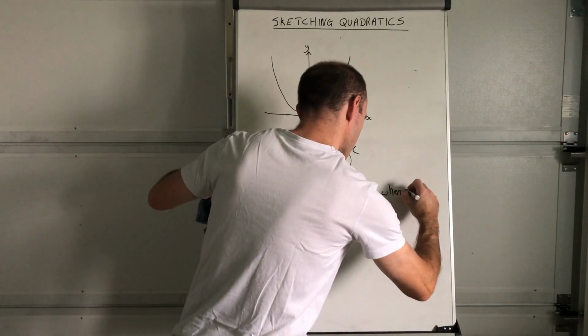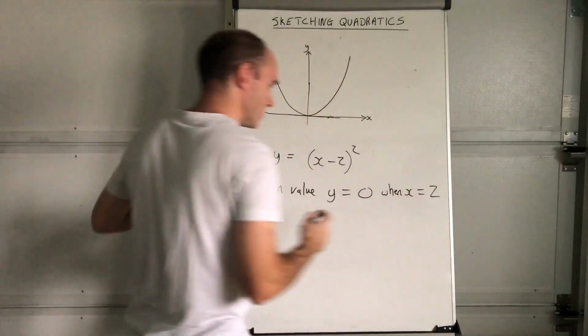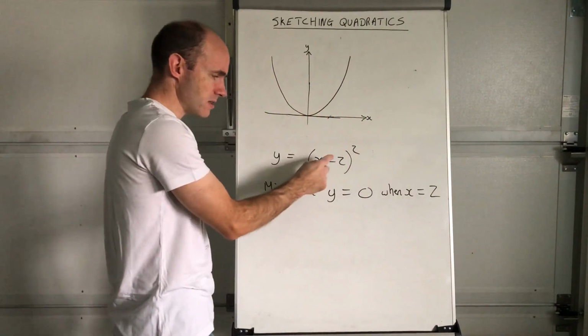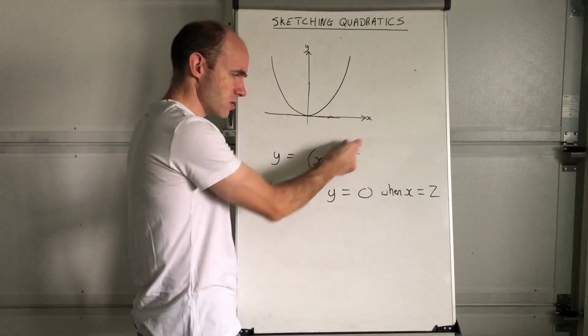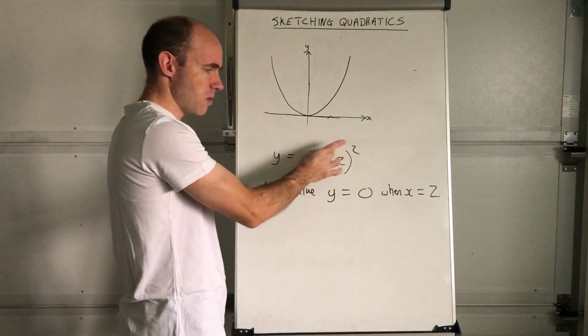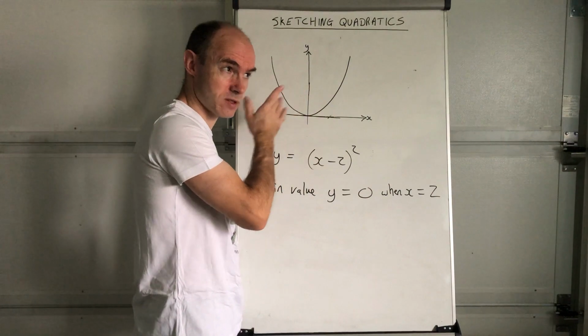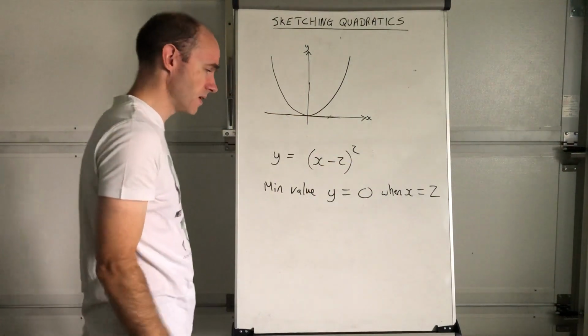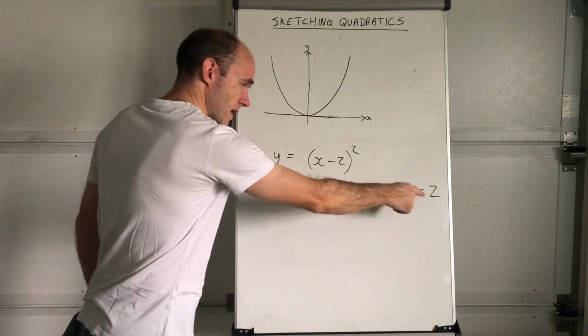What is the x coordinate? And the x coordinate is 2. Because when x is 2 in the brackets, 2 subtract 2 is 0, and 0 squared is 0. You try any other number apart from 2, and then you won't get 0, of course, and you'll have to square that, and you get a larger value. So the minimum value is when x is 2.